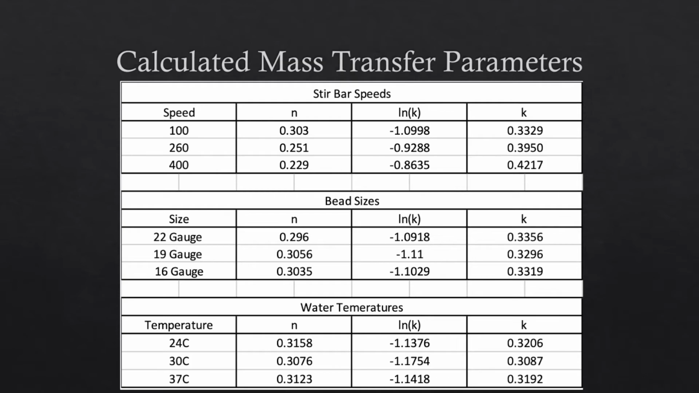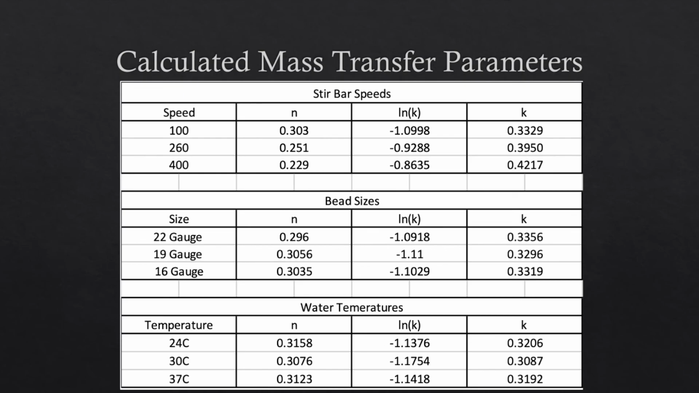For bead size, the k values varied slightly, so the ideal parameter was determined based on the diffusion mechanism closest to Fickian diffusion. Therefore, the optimal bead size is made using a 19-gauge needle and has a diameter of 1.1 millimeters. For the water temperature, 24 degrees centigrade was decided to be the optimal condition for testing based on the mechanism value being closest to Fickian diffusion, and for also having the highest mass transfer rate.